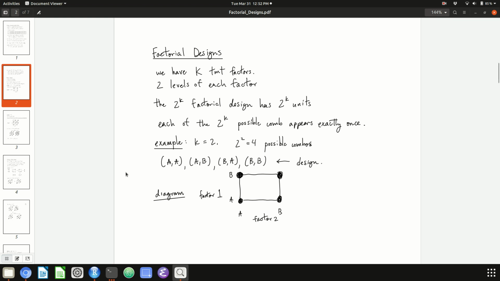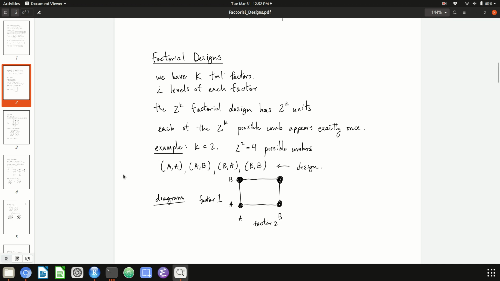In the reading material, we lay out the designs in tables where each row of the table corresponds to 1 run of the experiment. In the notes here, just for some variety in how we present these things, I'm going to show you these diagrams for how to look at the experiments. So in the diagram, the way this works is the vertical axis is the first treatment factor. So the vertical axis can be either level A or level B, and the horizontal axis is the second factor. So the left side is level A and the right side is level B.